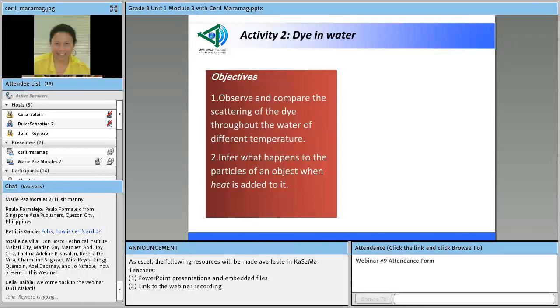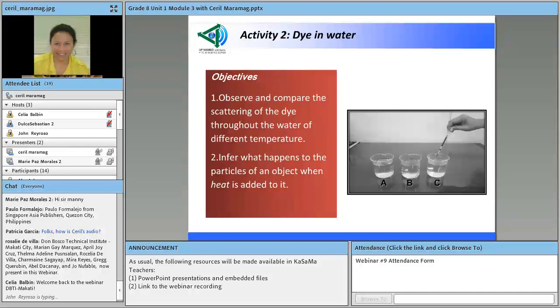In this activity, we have again three setups containing water, this time of different temperature. Students will pour an equal amount of liquid dye into the three containers with water of the same amount but of different temperature. Then, they will observe and compare the rate of scattering of the dye throughout the water. So yung bilis ng pagkalat, no? Scattering of the dye throughout the water.